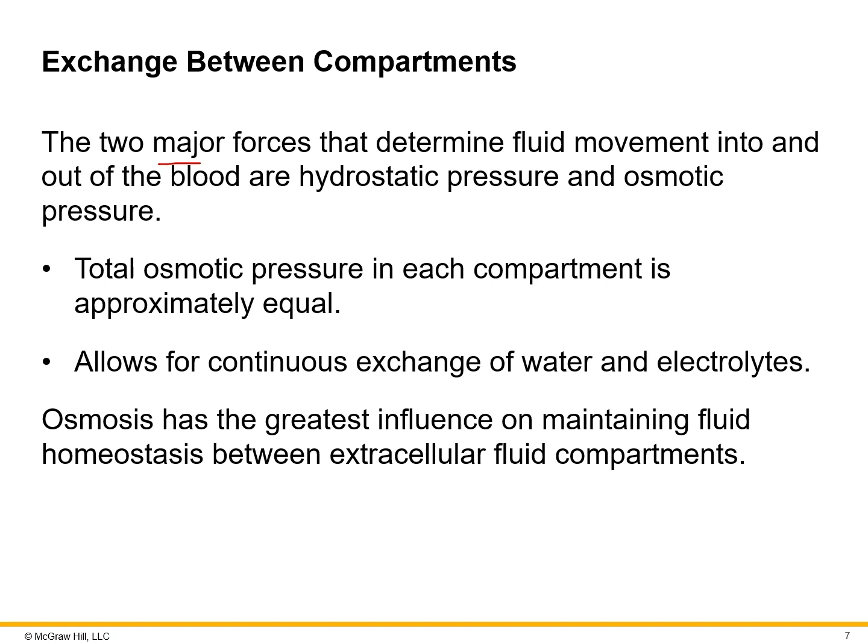The two major forces that determine this overall movement in and out are hydrostatic pressure as well as osmotic pressure. So again, the movement of water depends on the concentration of solutes, that osmotic pressure, and the hydrostatic pressure, based on changes of diameter. Those are the main ones allowing for movement. The total osmotic pressure between the compartments, though, is equal, and that's what we just looked at, like our positive and negative offset. But again, that total pressure is equal. So this allows for continuous exchange of water and electrolytes.